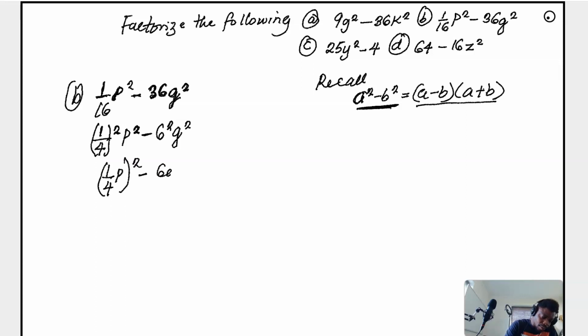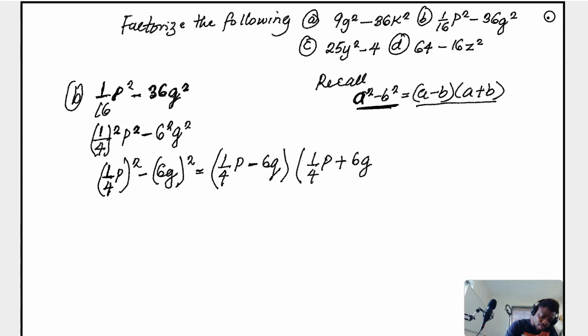And this can also be 6q all squared. So here, 1 over 4p is the same thing as a, and 6q is the same thing as b. So I can write this as 1 over 4p minus 6q, bracket, then 1 over 4p plus 6q, bracket. So that is that. But you can take this further, but that is not the purpose of the video. So this is how to express that.